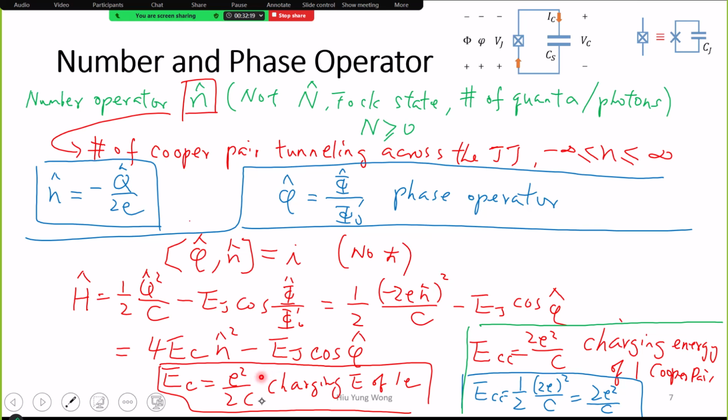But often you also see people will use EC for the charging energy of one Cooper pair. That was the mistake I made earlier. In my book, I call it ECC. So it is 2e squared divided by C. Why? Because if you have a Cooper pair, your charge is 2e. So it's half times 2e squared divided by C. So you get this 2e squared divided by C.